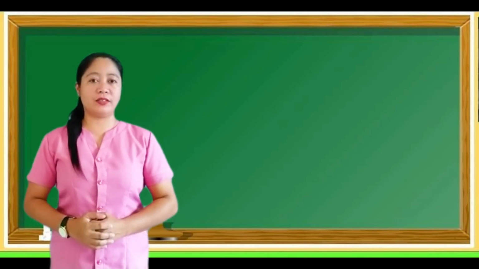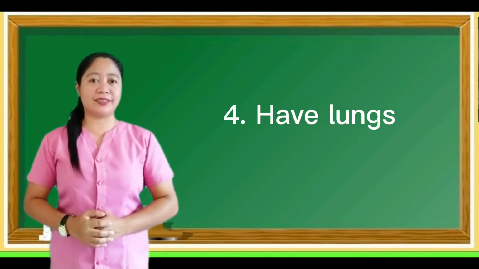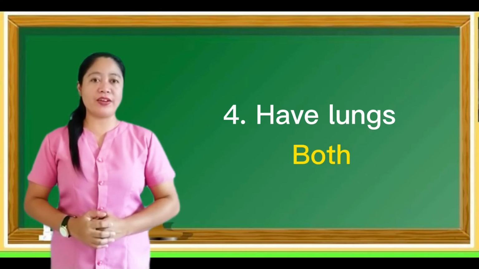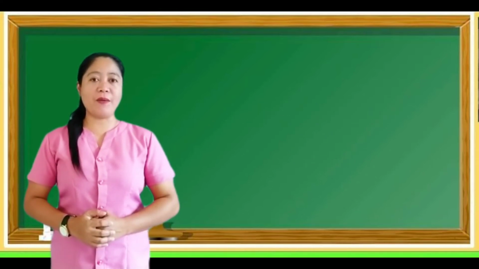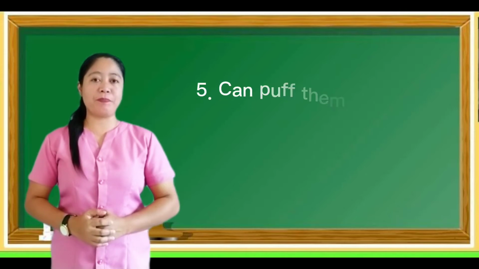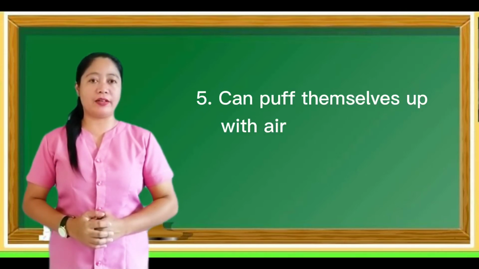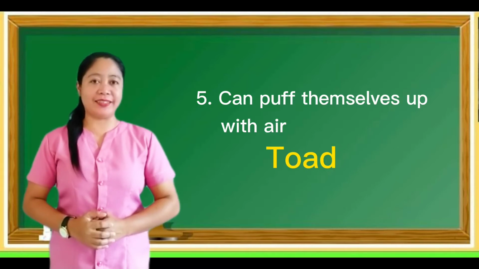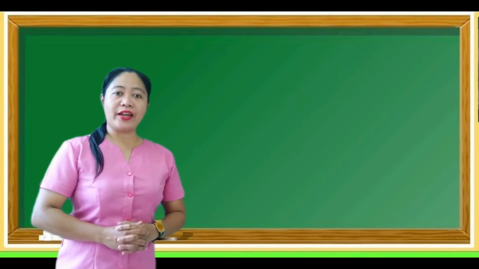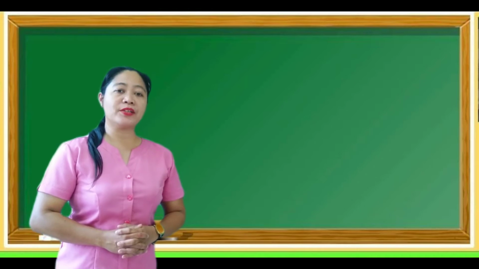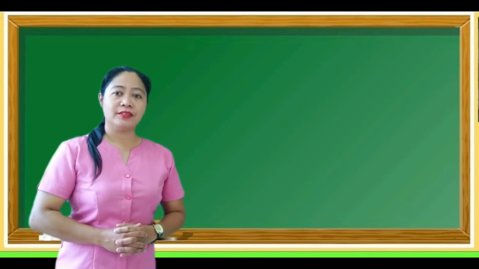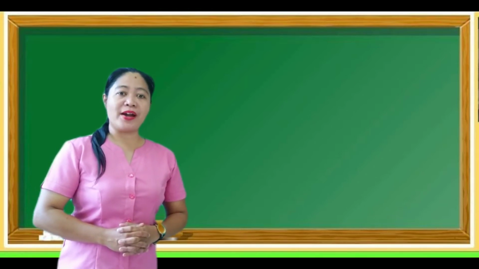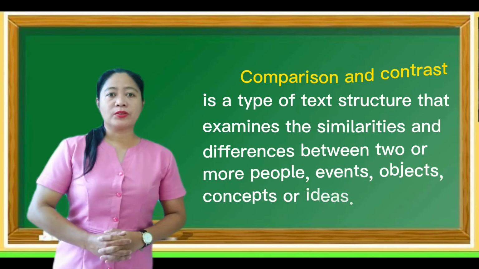Number 4. Have lungs. Again, if you answered both, very good. Number 5. Can puff themselves up with air. If you answered toad, excellent. Did you know that a Venn diagram is one way of comparing and contrasting? Do you know what comparison and contrast is?